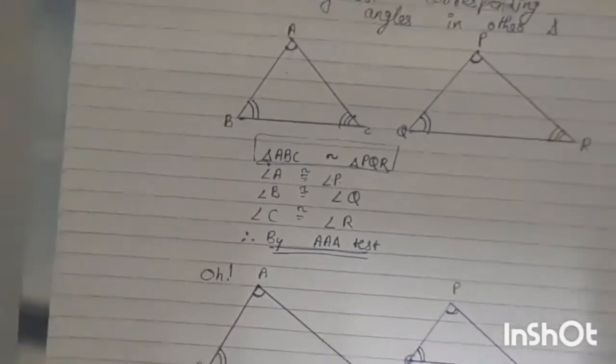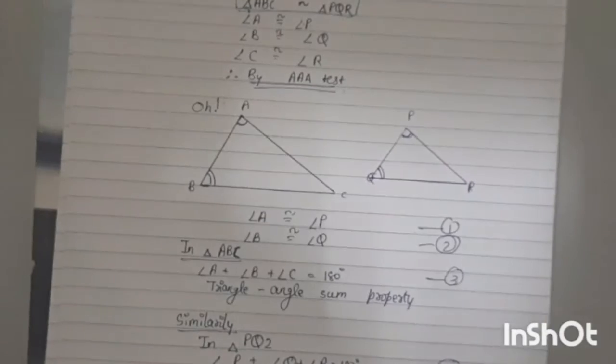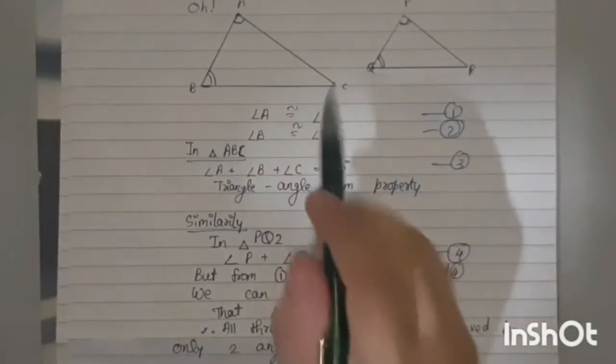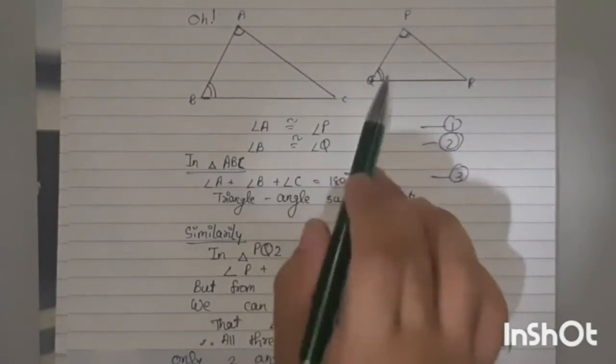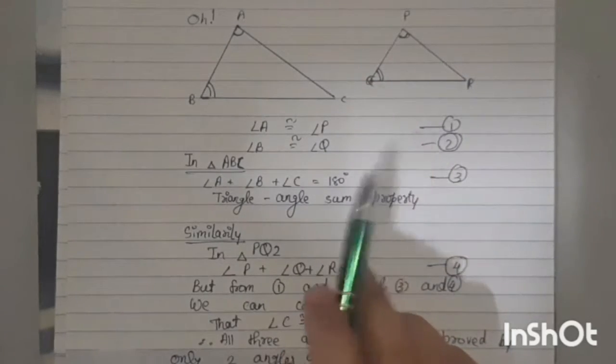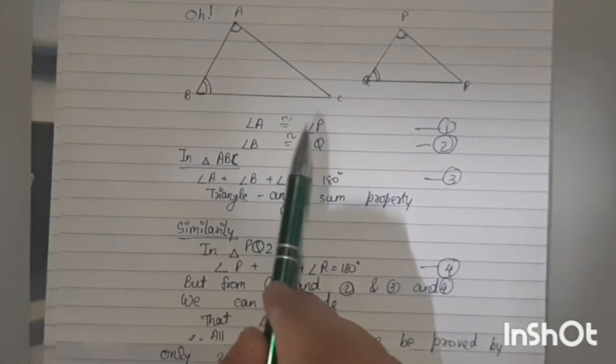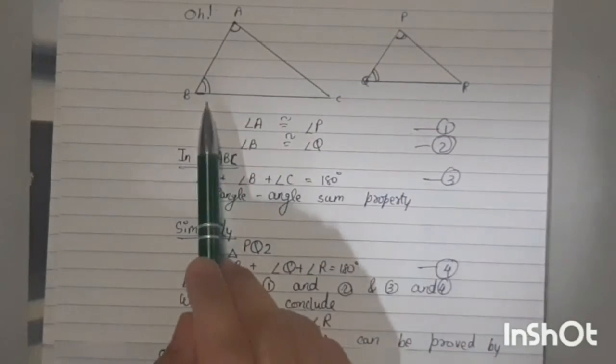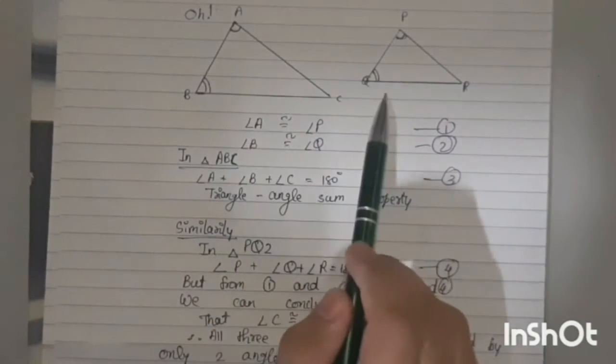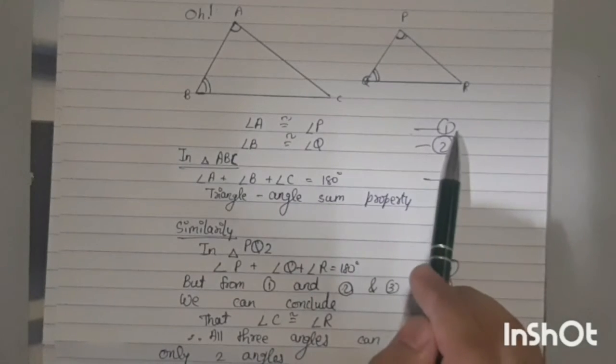Oh, but wait. Check out this triangle and this triangle. They are similar. How can I tell? I know that angle A is congruent to angle P and angle B is congruent to angle Q. And I have numbered it.